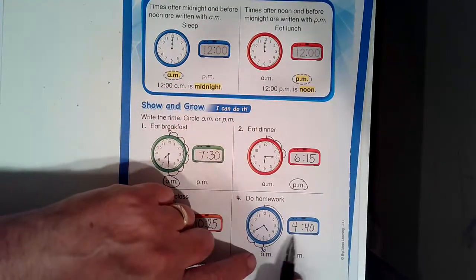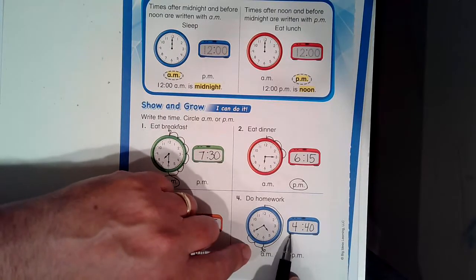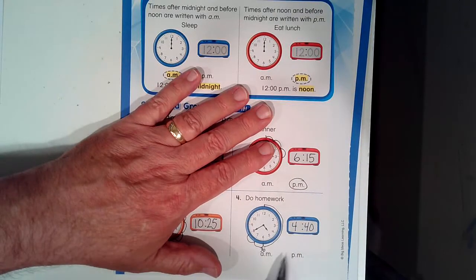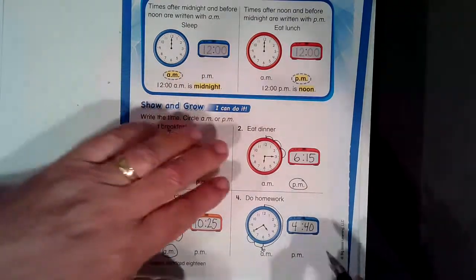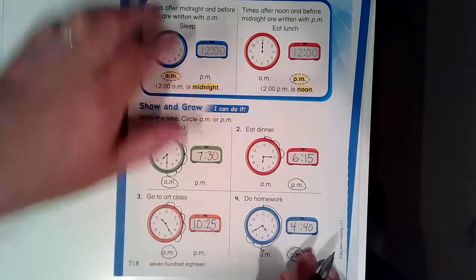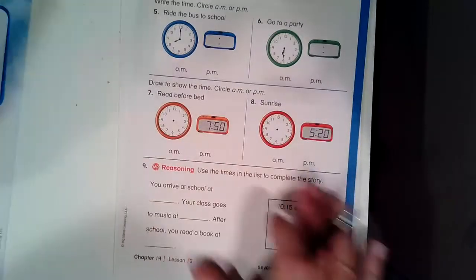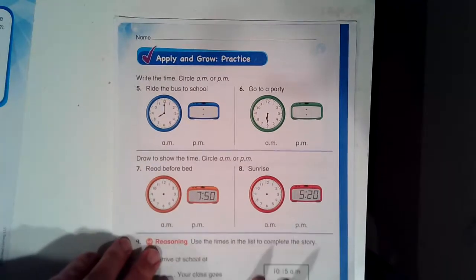When are we going to do homework? Are we going to do it at 4:40 in the morning? That's 4 hours after midnight when we're all asleep. Or are we going to do that at 4:40 in the evening at PM? Well, that's the one that we're going to do, PM, after school, 4:40. All right. Oops, we did this page. Now we're on 719.